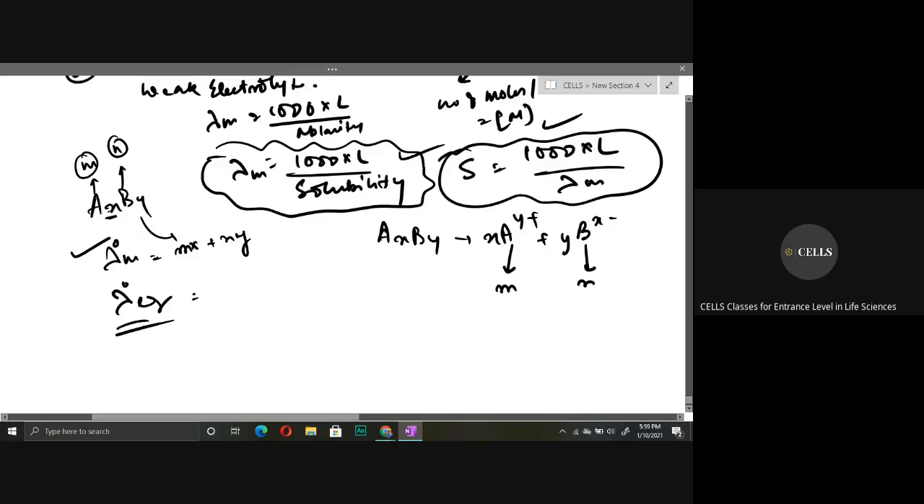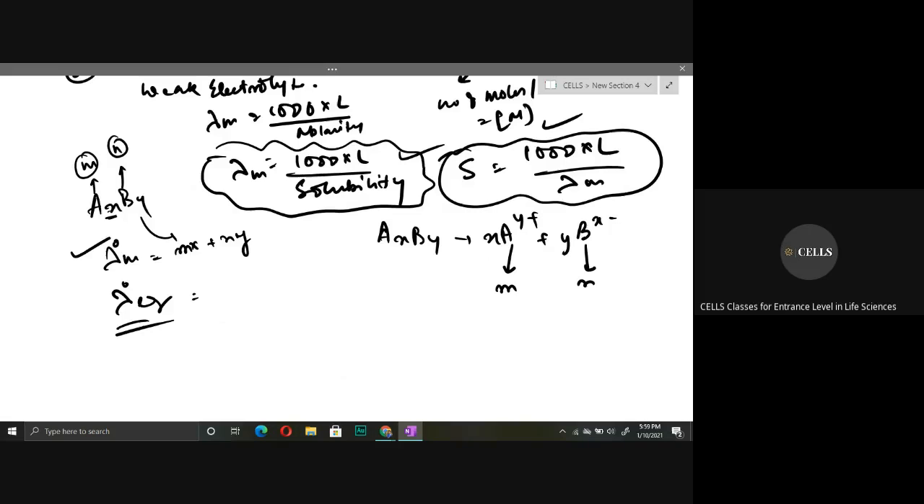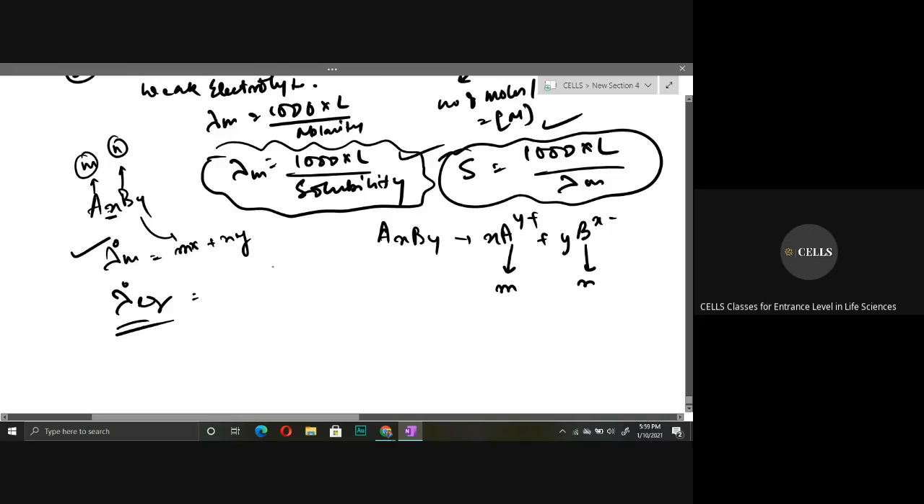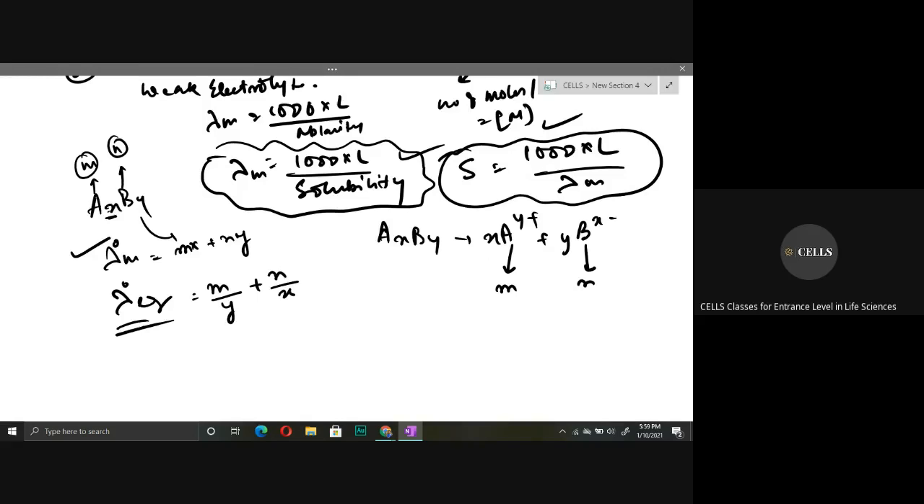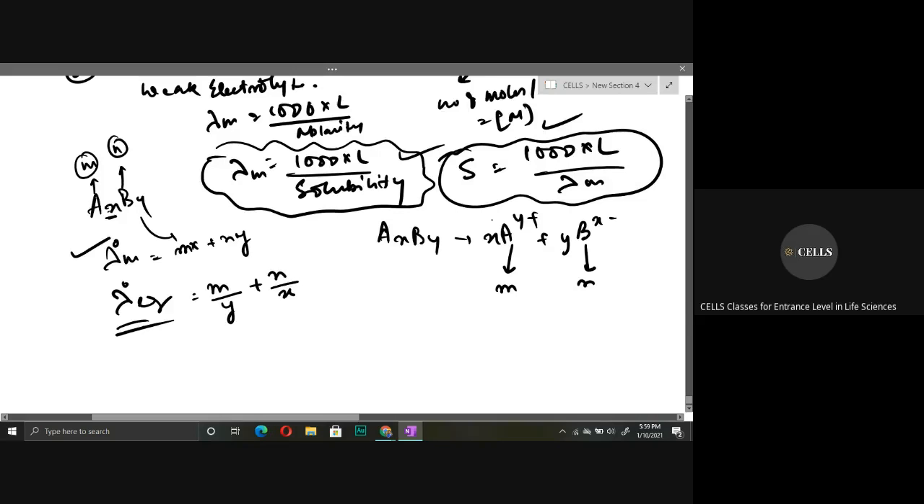Now, for lambda equivalent at infinite dilution, what you do is take the ionic conductance of A divided by the charge on that ion, Y, plus the ionic conductance of B, N, divided by the charge on that ion, X. That will be the answer. In the case of molar conductance, the amount of that ion is Y and X. But in the case of equivalent conductance, the charge of ion A is Y and the charge of B is X. This will be another important case.